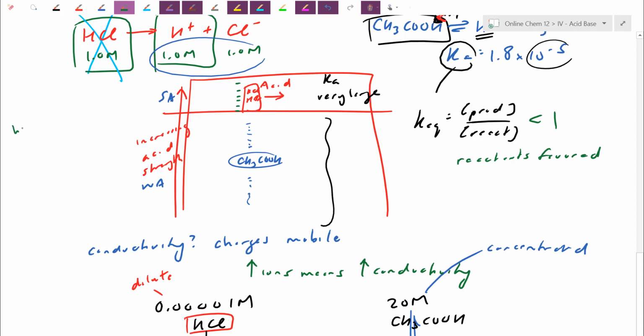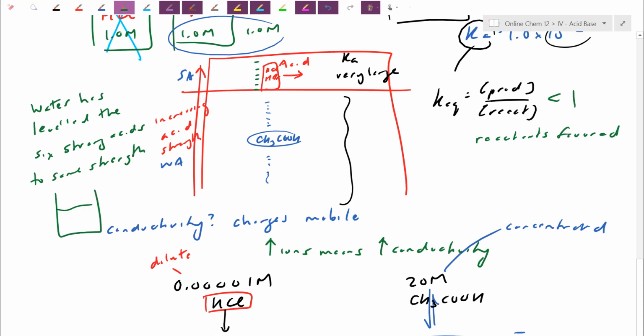We're going to say water has leveled the 6 strong acids, those top 6 on the table here. Water has leveled the 6 strong acids to the same strength because all of them are equivalent to an H plus solution. So imagine starting off with HCl. As a strong acid, I'm supposed to give up an H plus, give up a Cl minus. So once you hit water, it 100% reacts. The H is no longer holding hands with Cl.